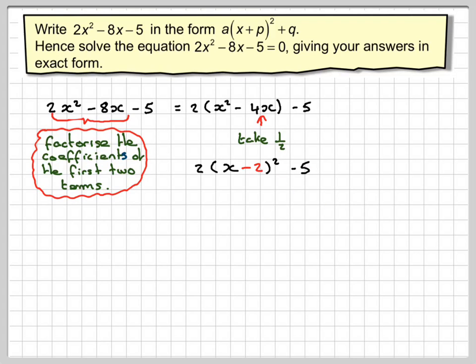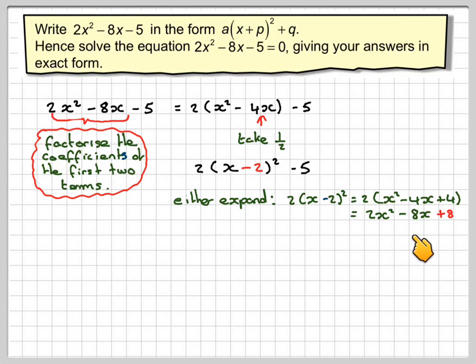Now in doing this process, we've added something in. You can either expand the first part here to see what you added in. If you expand (x − 2)², you're going to get x² − 4x + 4. Multiplied by 2, you get 2x² − 8x, and realise that we've actually added in 4 times 2, which is 8. Or maybe a bit easier is just to work out 2 times (−2)². (−2)² is 4, so it's 2 times 4, which is 8. So either way, we have added 8 when we did this process.